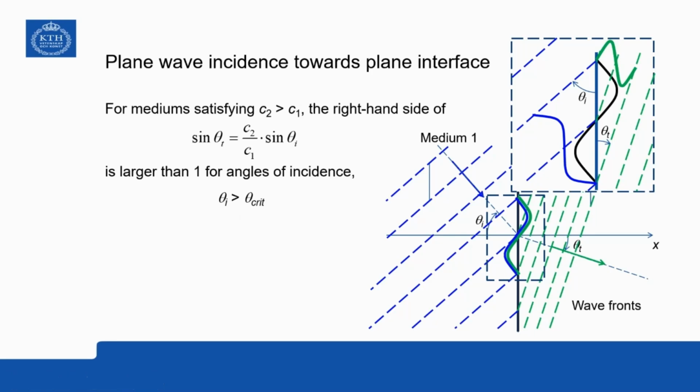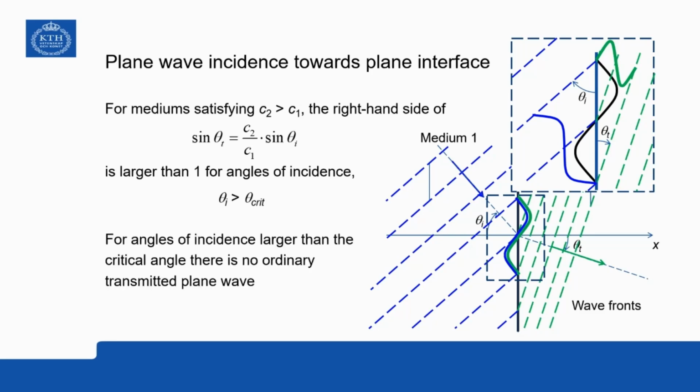So a plane transmitted wave only exists for incidence angles lower than the critical value. If C2 is smaller than C1, then there exists a transmitted plane wave for all possible incidence angles. We will actually come back to this in a later presentation. What is the field if we have angles of incidence higher than the critical angle?